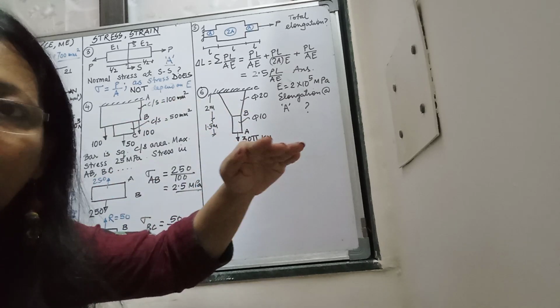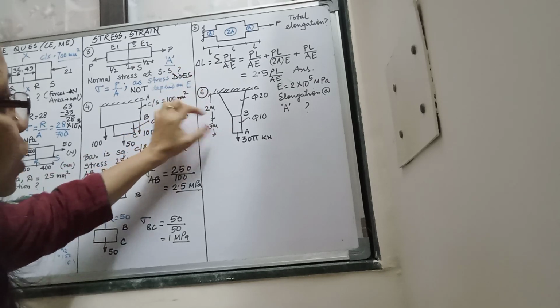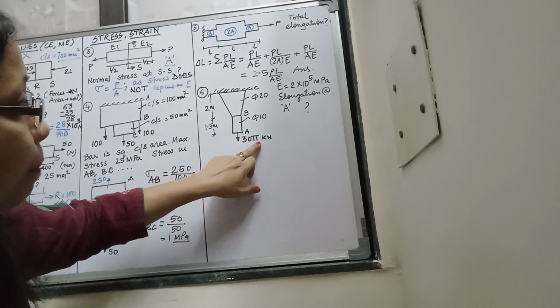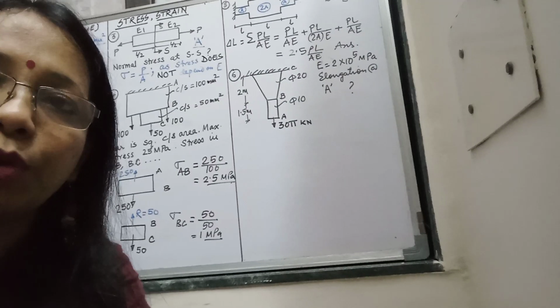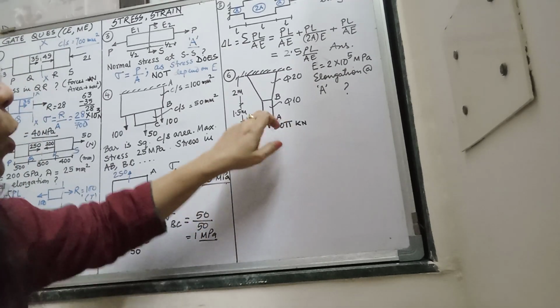And this is a prismatic bar, मतलब at every cross section the area of the cross section is same. Okay, this is 2 meter, this is 1 meter. ये इधर एक फोर्स लग रहा है 30 पाई किलो न्यूटन. You read it right, this is 30 pi kilonewton. Is it okay? Is it more clear?